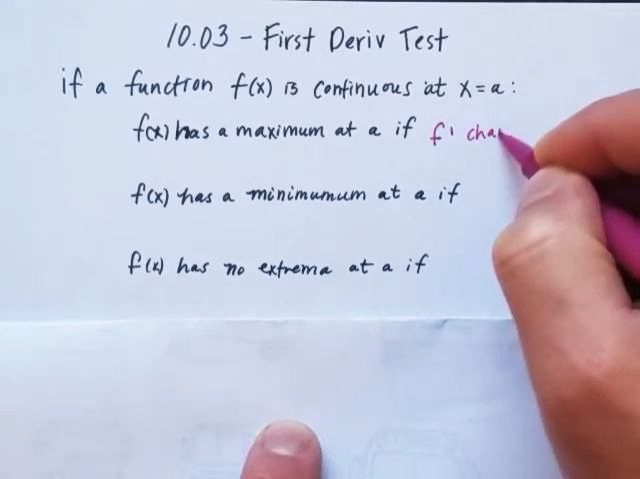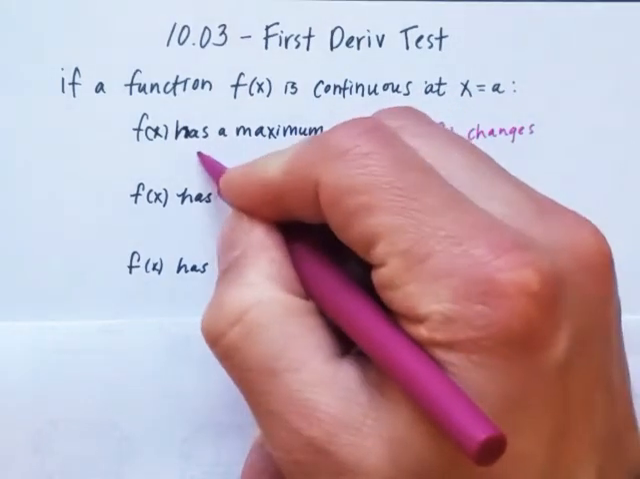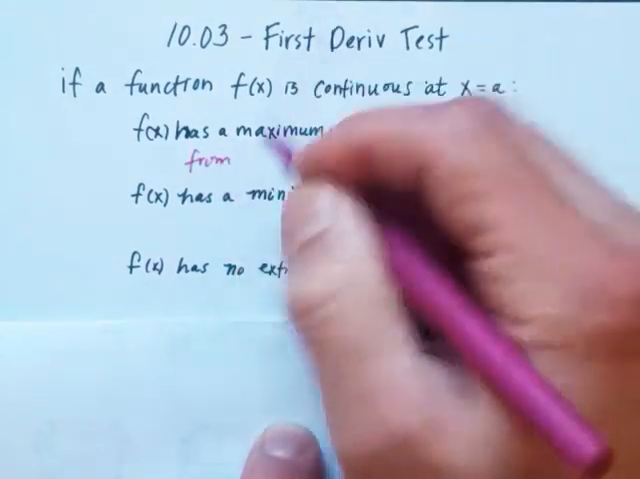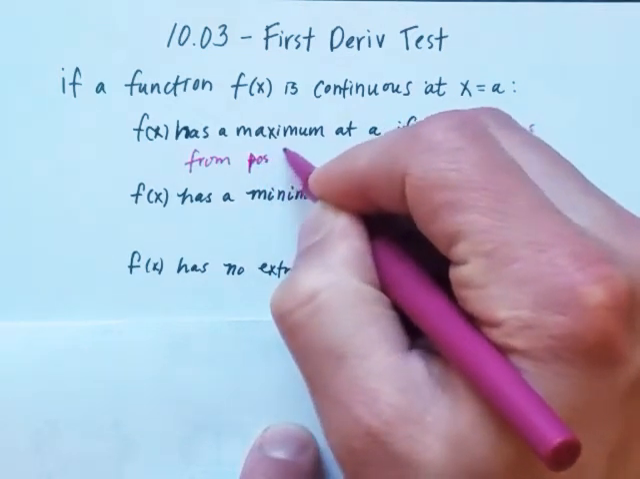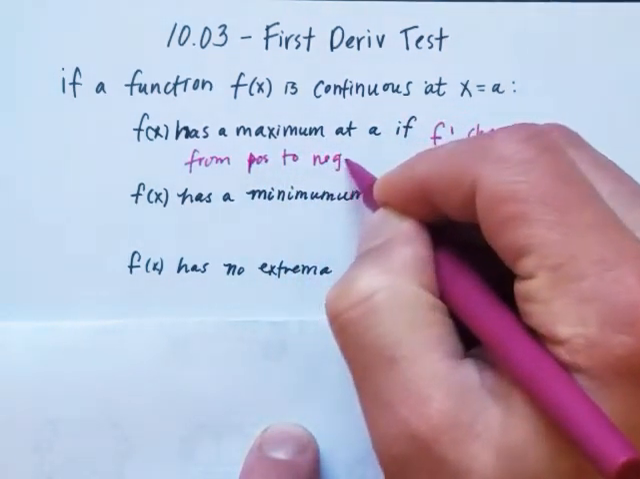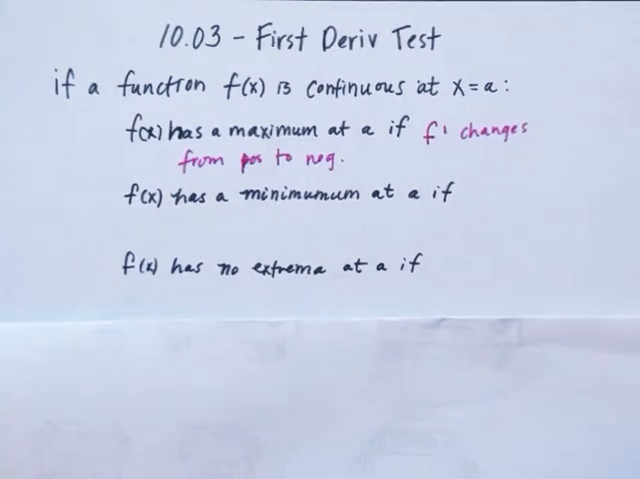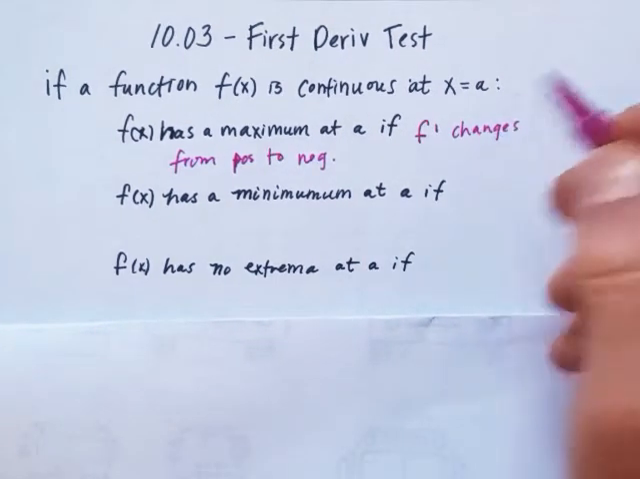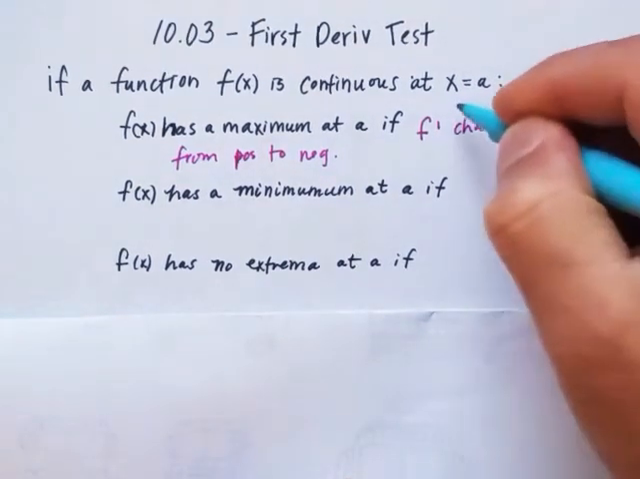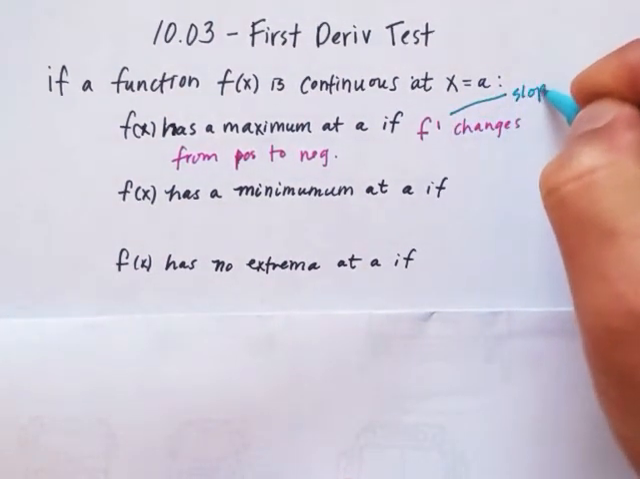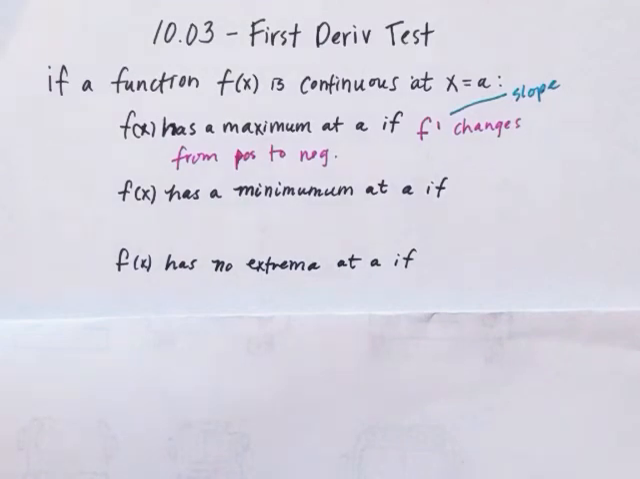changes from a positive to negative. Okay, and just a quick sketch of that. If you think about this, f prime once again is talking about the slope. So I'm going to make that annotation here. Okay, and then we might use words like increasing and decreasing.